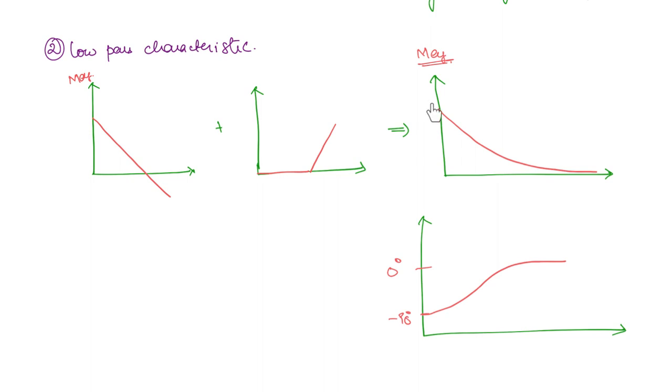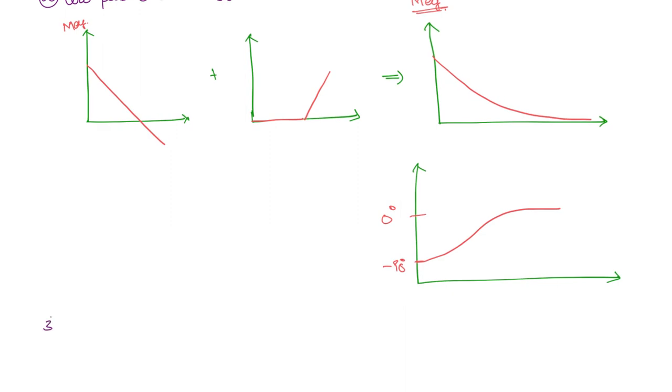From the magnitude plot you can see that it is allowing only the low frequency signals. If it is higher frequency, then the transfer function is effectively becoming 0. So the higher frequencies will not be passing. That is why it has a low pass characteristic. Next, what will happen to the bandwidth? The bandwidth is going to reduce because of the low pass characteristics.